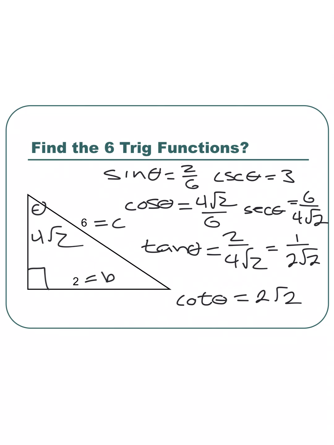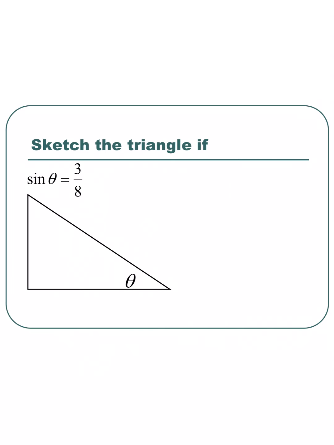And again, I probably should have simplified my other values here. I didn't have a lot of space, so I did not, but I would get 1/3 for the sine, 2 radical 2 over 3 for the cosine, and then 3 over 2 radical 2 for my secant. We're going to go ahead and solve for our triangle here.